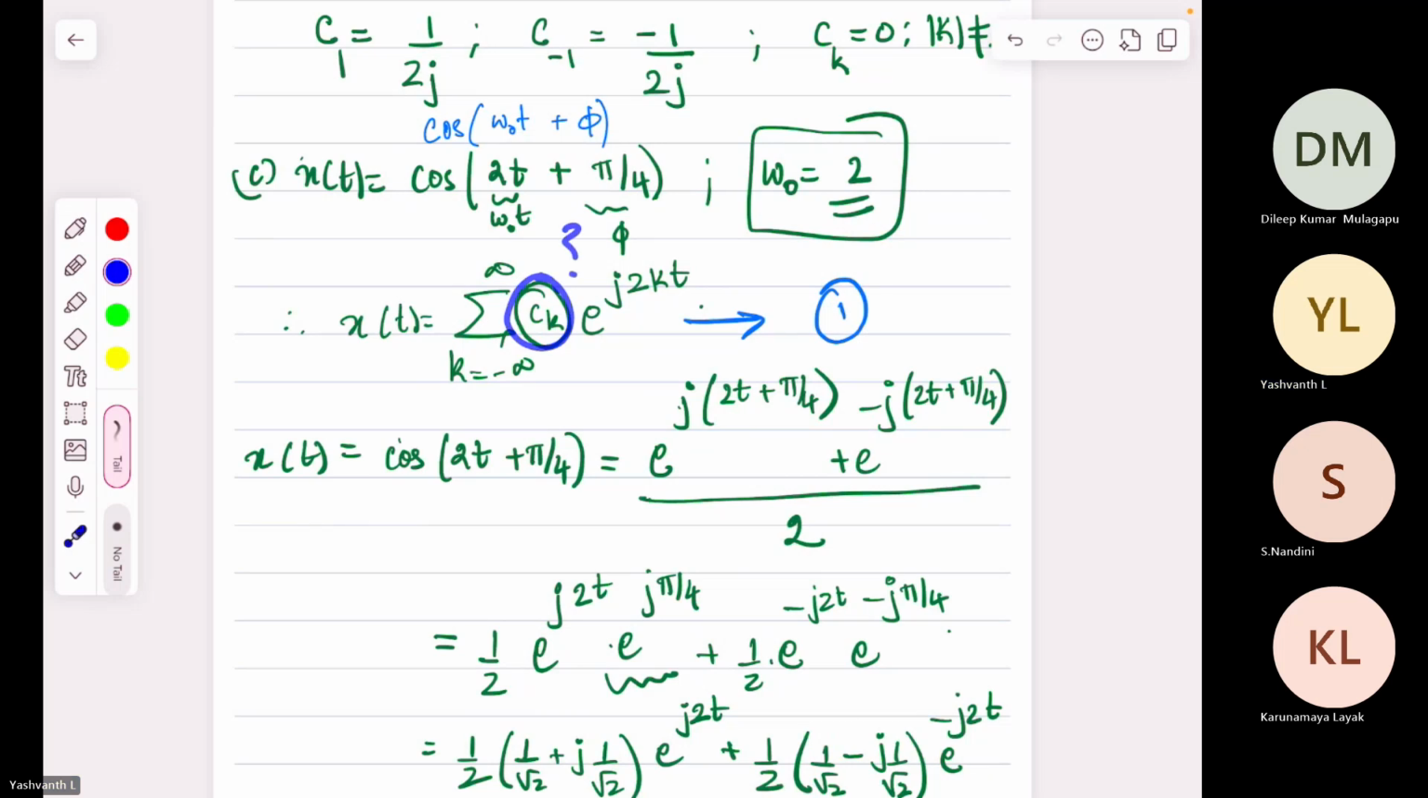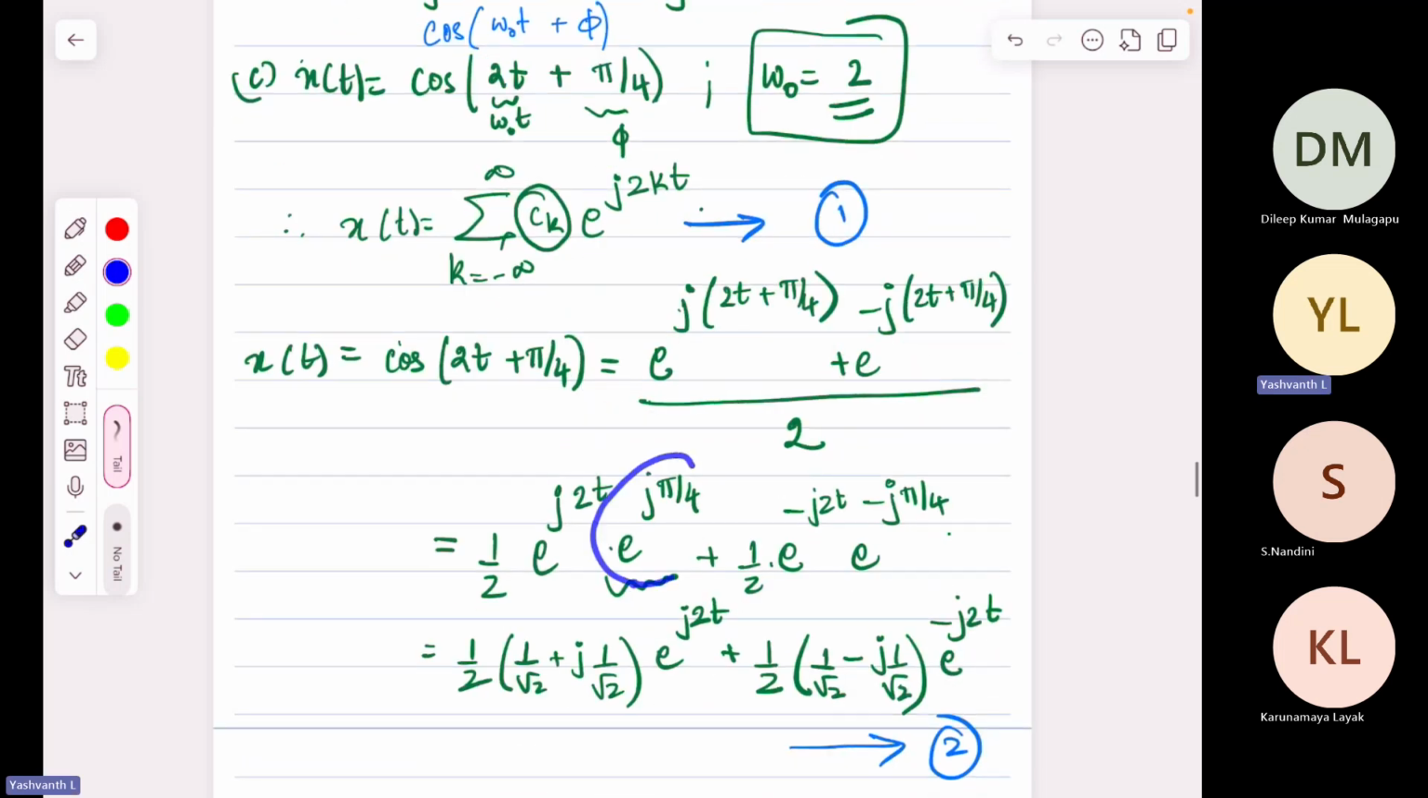Now the only thing that is left to find is the value of Ck. Let's do that. So now x of t is nothing but cos(2t plus pi by 4). Do Euler's expansion again. By Euler's expansion, cos(2t plus pi by 4) is nothing but [e power j(2t plus pi by 4) plus e power minus j(2t plus pi by 4)] by 2. Now just do some expansion. So this is half of e power j 2t times e power j pi by 4, plus half of e power minus j 2t times e power minus j pi by 4.